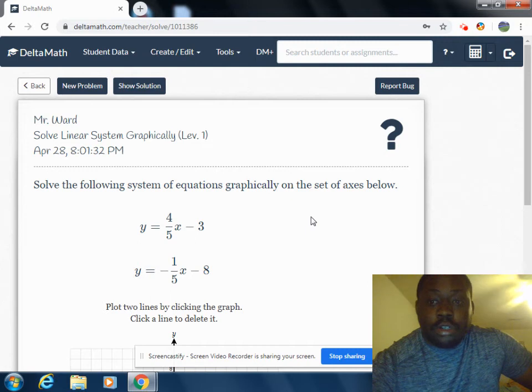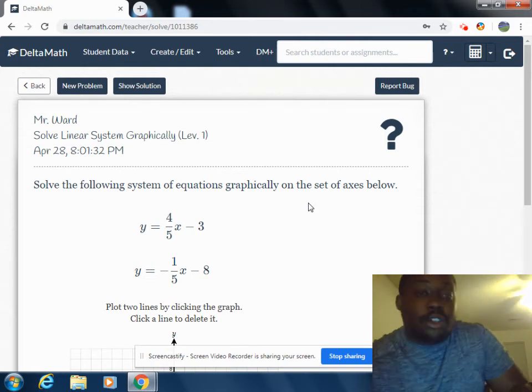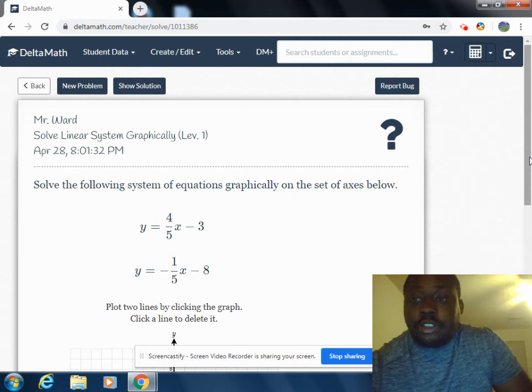And what we're going to find out is whether they have one intersection where they cross, whether they're parallel, or whether they're the same line. So those are three things that we're looking for. So I'm going to show you guys how to do it on Delta Math.